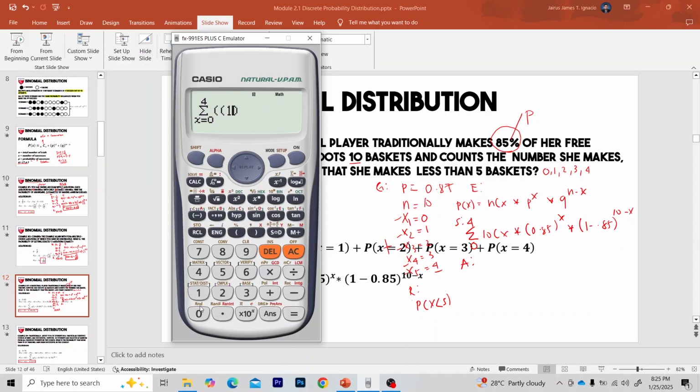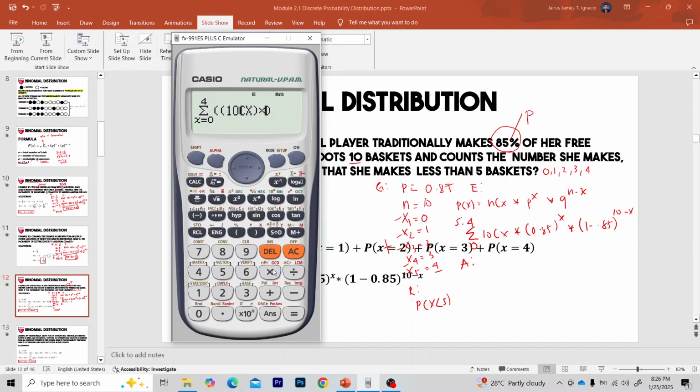Okay, we have 10, Shift C, alpha X. And always remember, in terms of this process, you will only use alpha x because we have this x here. Again, in terms of using this process, the only variable that is allowed to be used is x. No other than x, just use the variable x.